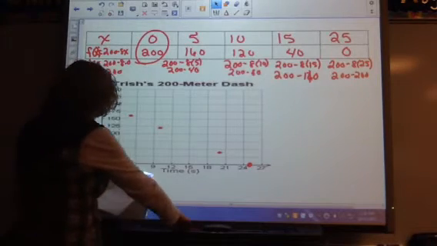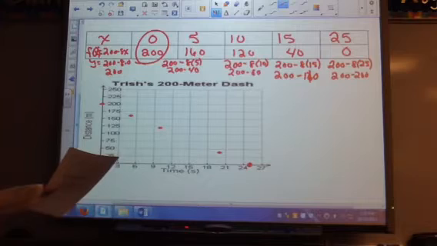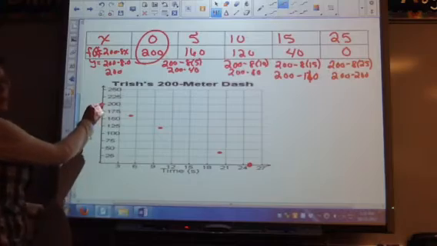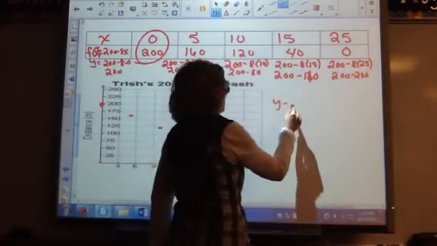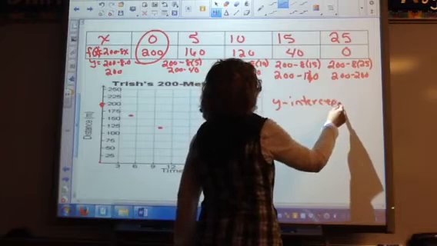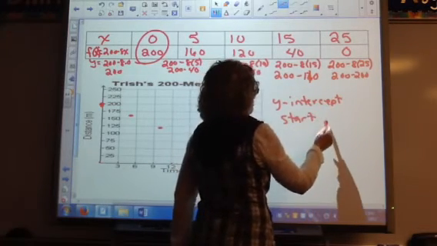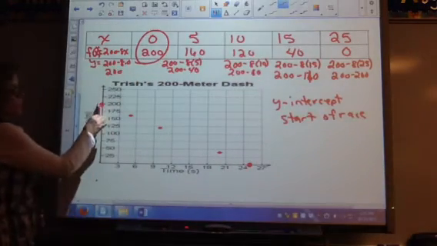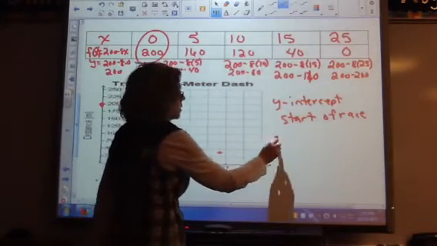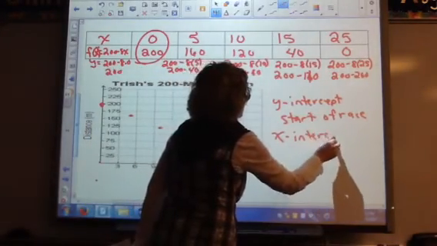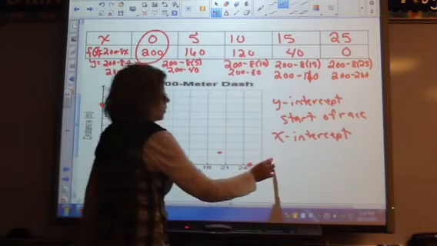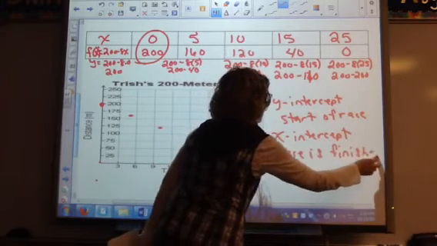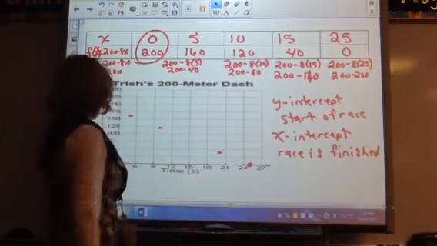Okay, so we do have to identify what the y-intercept means and what the x-intercept means, okay? So when you're right here, what does this mean for the race? It means your start of the race, okay? Time is 0, and you're getting ready to start the race. When you have the x-intercept, what does that mean on this graph? It means that the race is finished, and you finished it in 25 seconds.